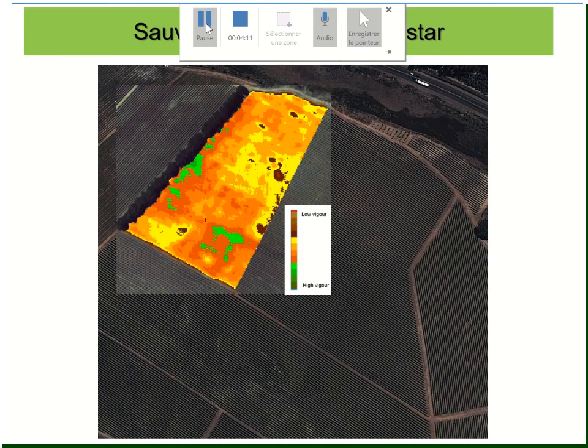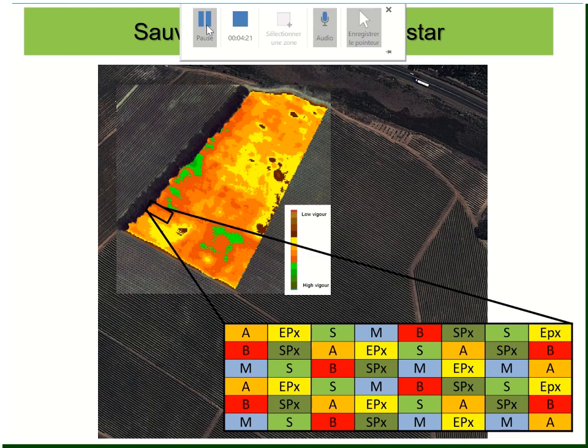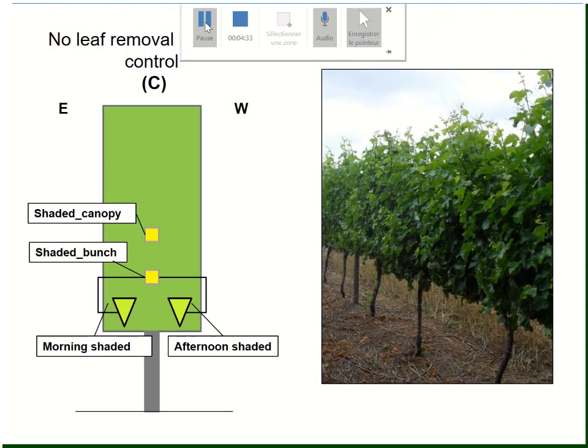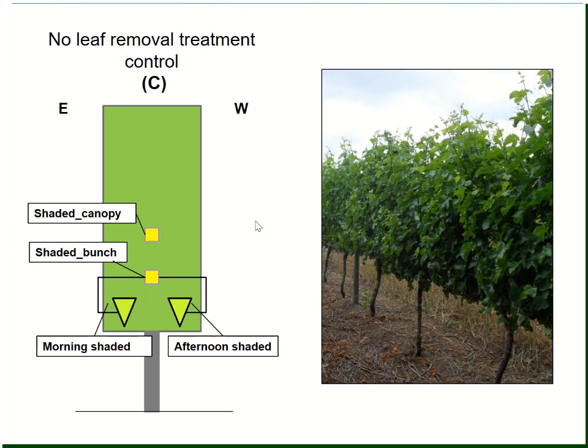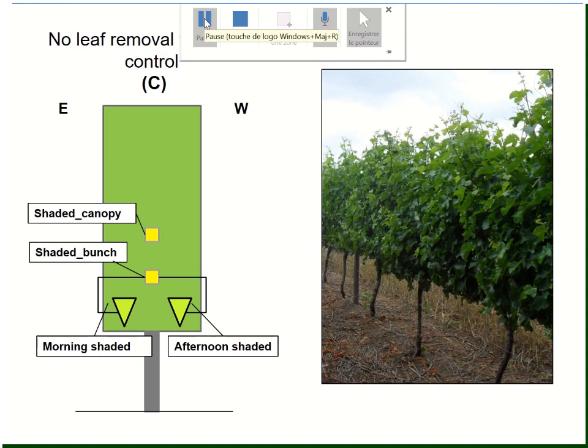To characterize the vigor, or the vegetative expression, of our vines, we made some NDVI maps. And then we had a complex layout, but you will see that in the publications that I will provide you with, so I won't spend a lot of time on the layout. All is explained in the provided publications. So the control is obviously 100% shaded clusters, bunches. And we were careful to look after the morning and afternoon side.